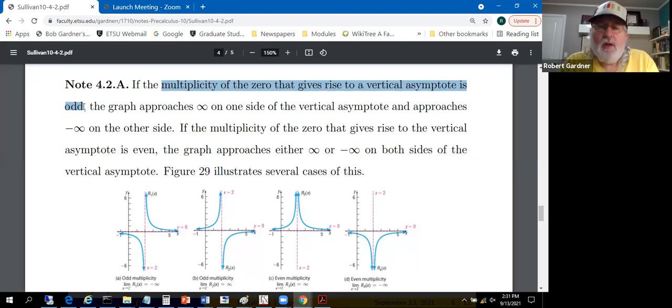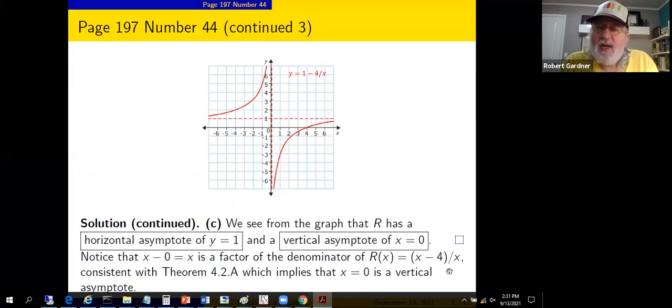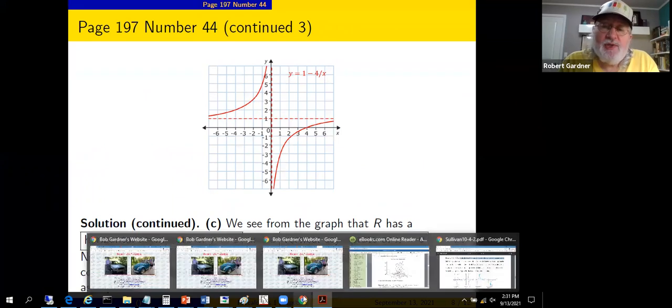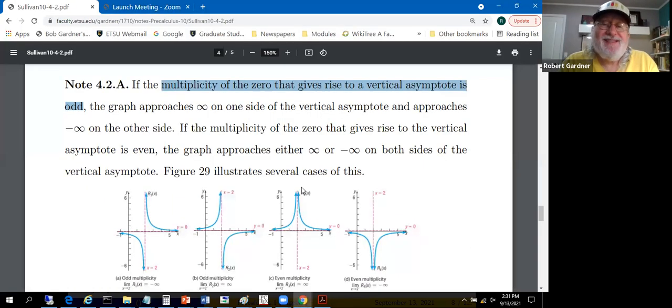Is that what we just saw? Let's look back at that question. Did we have a factor in the denominator of odd multiplicity? We just had an x in the denominator, x to the 1. 1 is odd. And sure enough, the graph goes up on one side and down on the other. So what we just saw is consistent with this statement, where we just had an exponent of 1, a 0 of multiplicity 1.